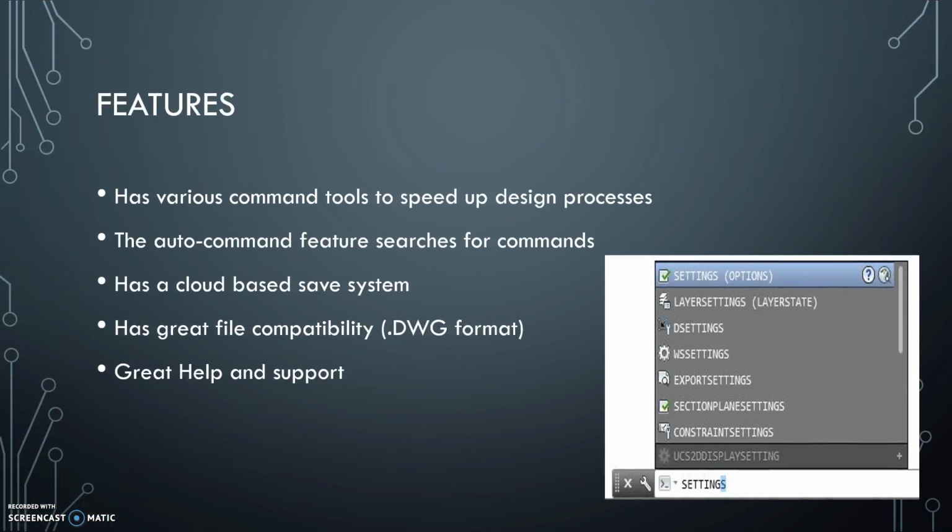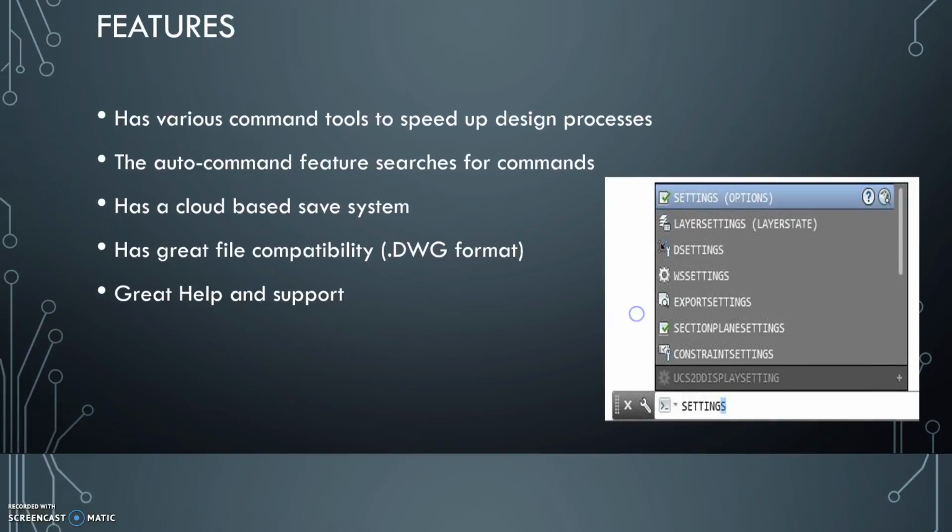Now, the features. It has various command tools to speed up the design process, which is a big selling point for this one. The auto command feature searches for specific commands. This has a very great cloud-based save system where you can save files and work on them from anywhere. It also has great file compatibility with the other AutoCAD software because they all use the .dwg format. And there's various great help and support online. If you look at the website, there are various tutorials that you could do if you don't understand anything.